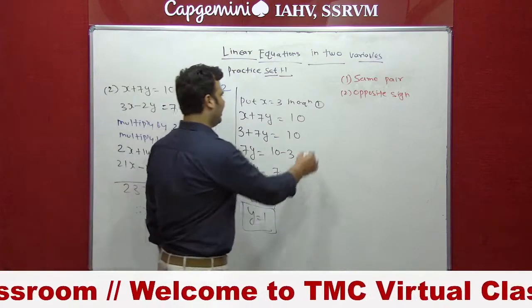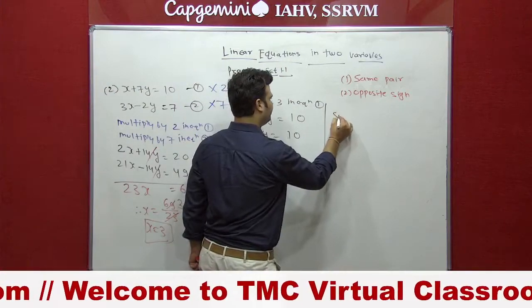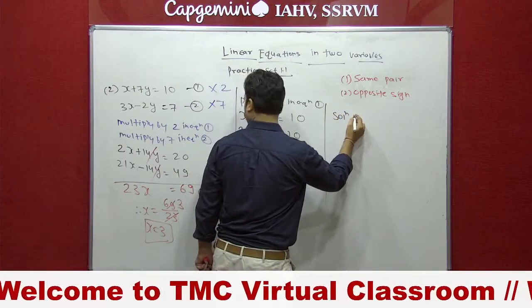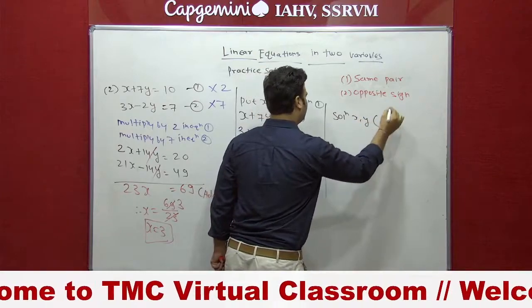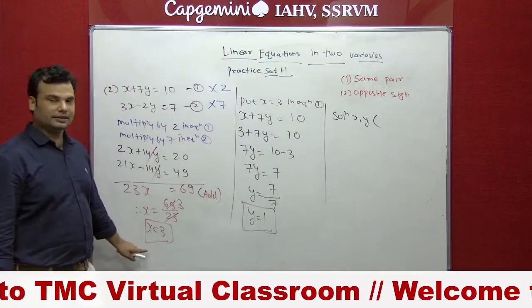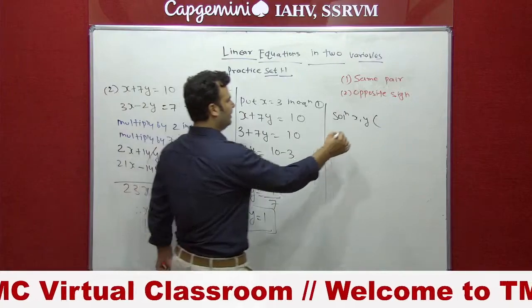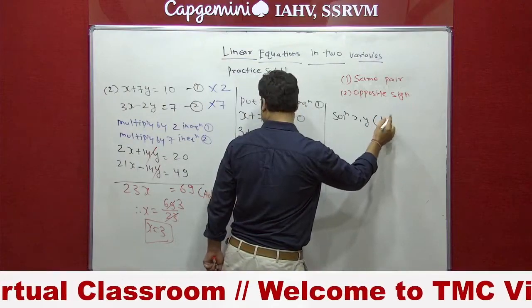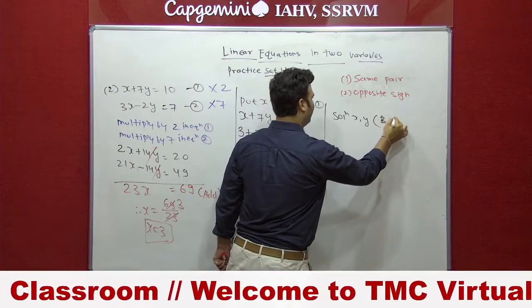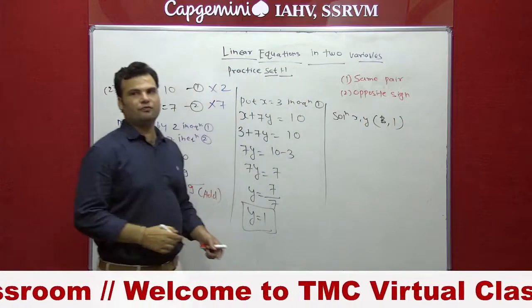So we can write the last part, that is solution, that is x and y. So x is 3 and y is 1. So we can write in place of x is 3 and y is 1. So that is your final answer.